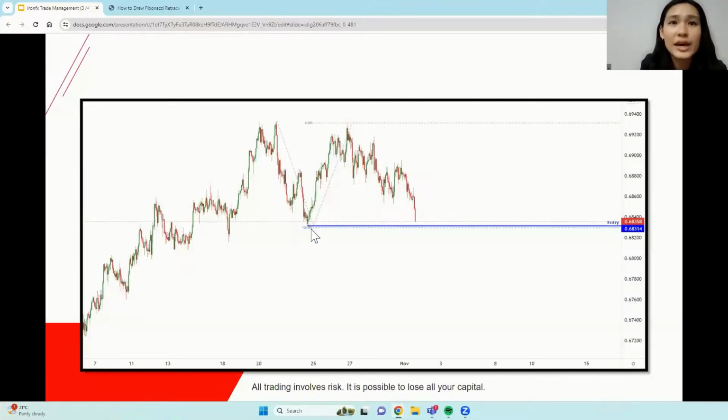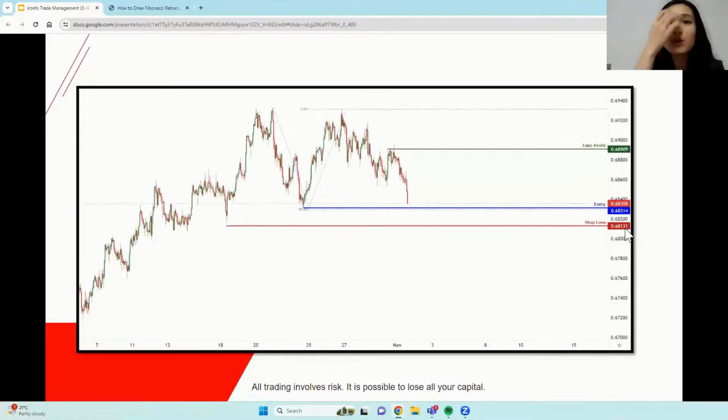And for that, we use 61.8, 78.6, as well as the 100%. And we're noticing that the 100% Fibonacci projection lines up with our entry, okay? So we're expecting price to bounce off of our entry and hit towards our take profit. Our stop loss is placed at this swing low and our take profit is placed at this swing high here.